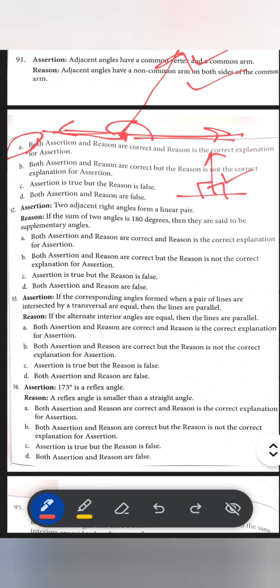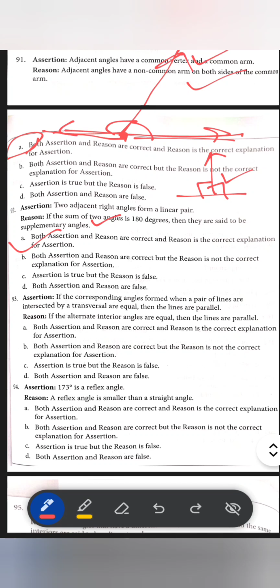That is correct. If the sum of two angles is 180 degree, then they are said to be supplementary angles. That is also correct. And these two adjacent angles are supplementary. That's why it is a linear pair. But this is about the linear pair and sum of the angles, so the reason is not the correct explanation. Both are correct, the sum of two angles is 180 degree, that's why they are supplementary angles, and linear pairs are supplementary to each other.